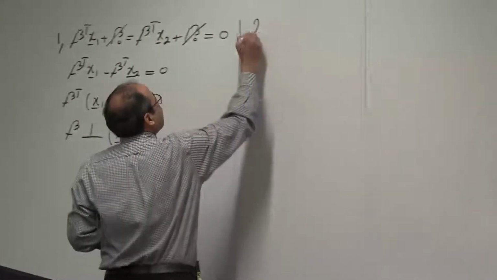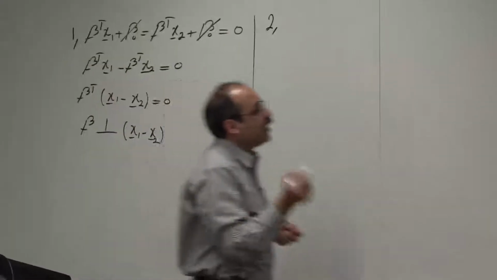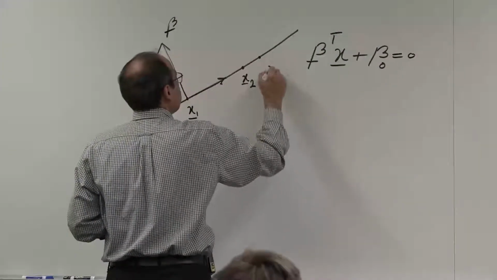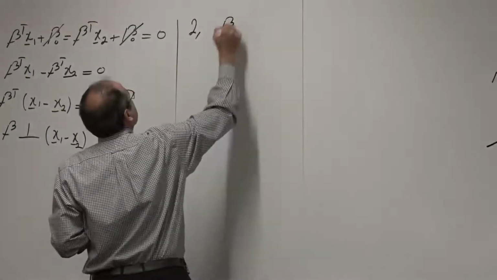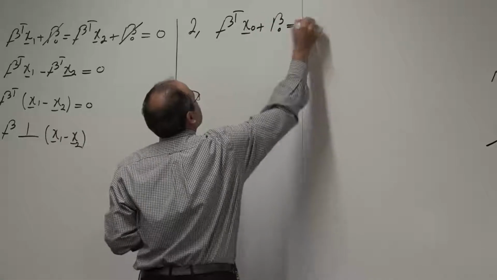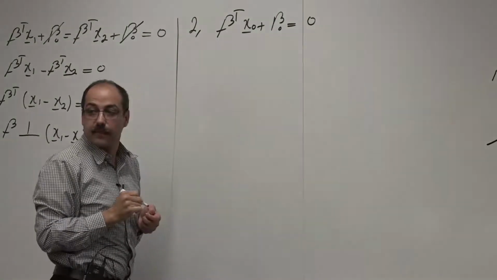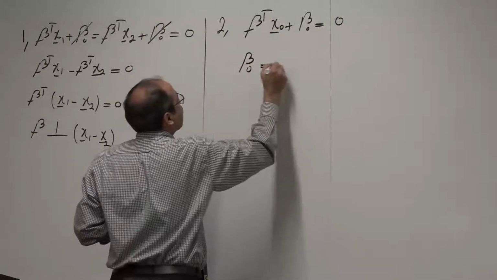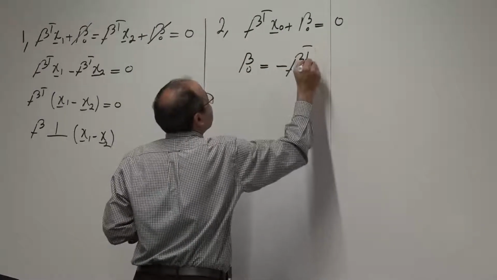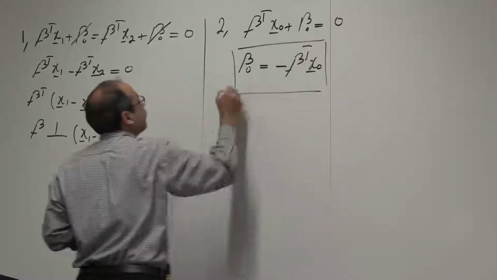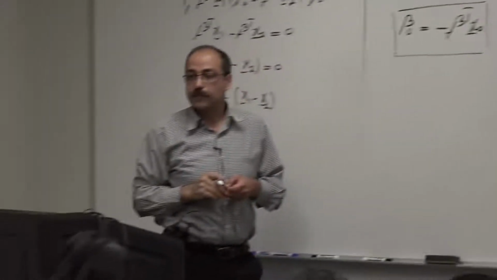Second, for any point x null on the hyperplane, we know that beta transpose x null plus beta null is equal to 0. It means that for any point, beta null is equal to negative beta transpose x null. Right?